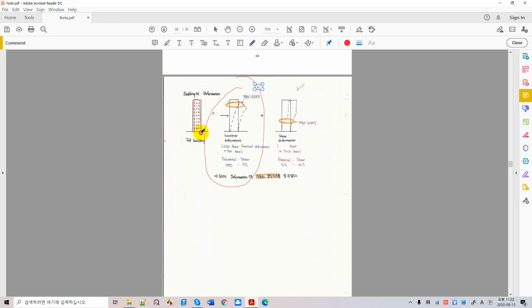A tall building is very thin, and thin means the aspect ratio. Aspect ratio is the ratio of building height over building depth. This is building height, and this is building depth. So the ratio of building height to building depth is called the aspect ratio. This aspect ratio reaches about 7 or 8 for modern buildings right now.